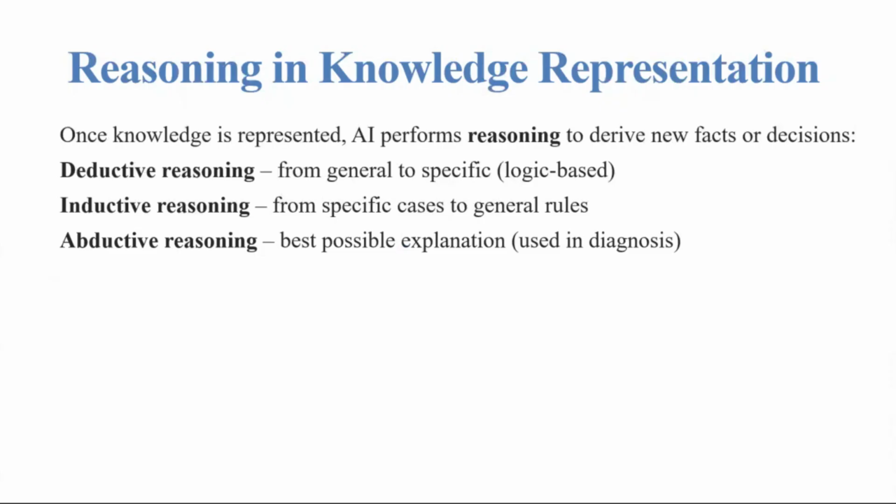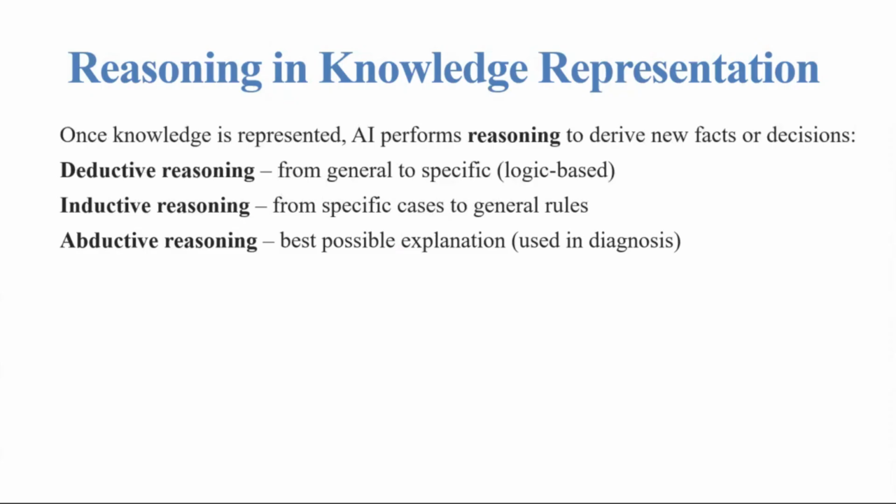Now, we know Priya is an employee, so the AI immediately concludes Priya must carry an ID card. This is deductive reasoning. The second one is inductive reasoning. Unlike deductive reasoning, it works in the opposite direction. Here, the AI starts by observing multiple specific examples and then forms a general rule. In other words, specific observation leads to a general conclusion.